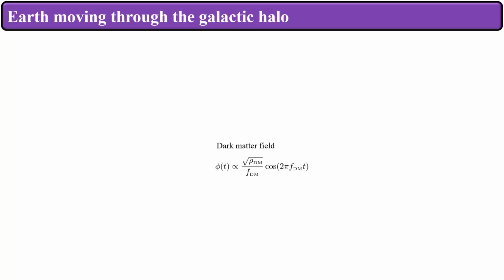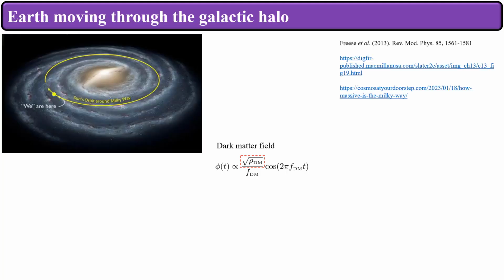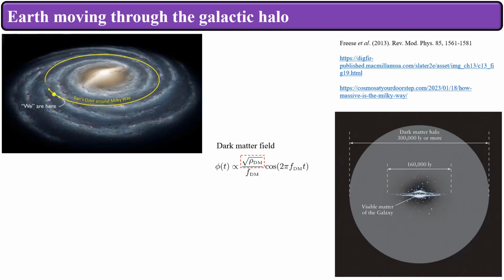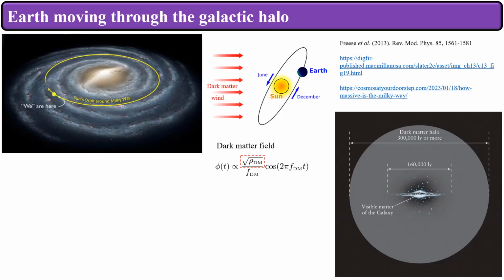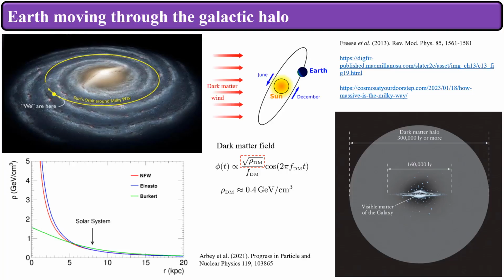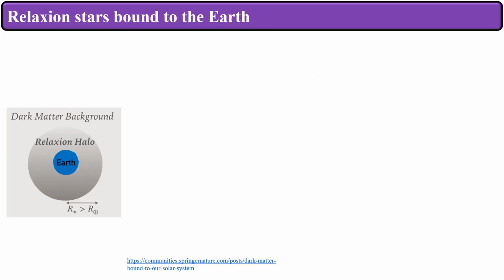Now, as evident from this expression, the strength of the field depends on the local dark matter density. So let's look at its spatial distribution. As a reminder, the solar system moves through the galaxy as follows, and a spherical dark matter halo engulfs the galaxy like this, and our detector located on Earth sees a dark matter wind like this. From this plot, we can see that the dark matter density in our solar system is approximately 0.4 GeV per centimeter cubed. This is known as the standard halo model.